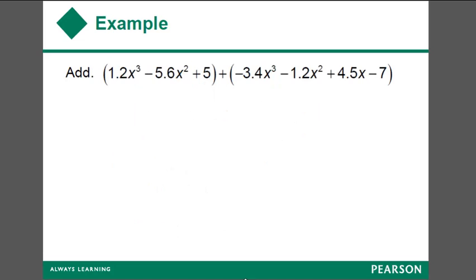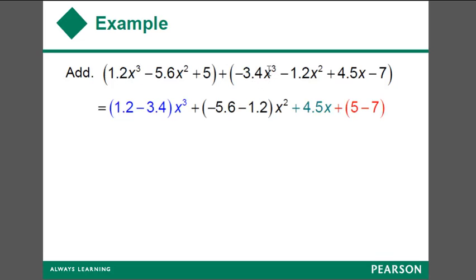Let's look at this one. This has 12x to the third minus 5x squared plus 5, plus the polynomial negative 3.4x to the third minus 1.2x squared plus 4.5x minus 7. Again, I want to combine my like terms, which are the ones that have the same variable to the same degree. So I'm going to combine my 1.2x to the third with my negative 3.4x to the third.